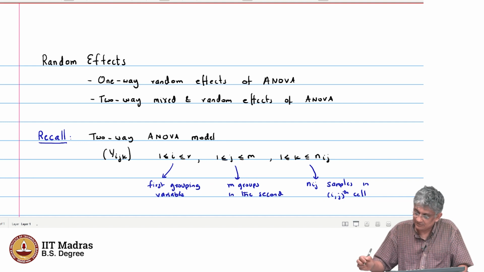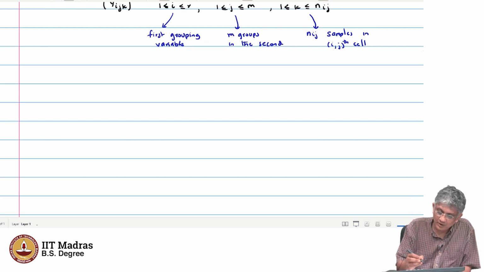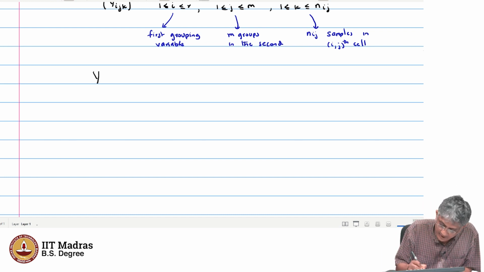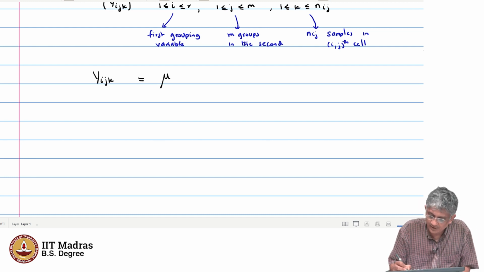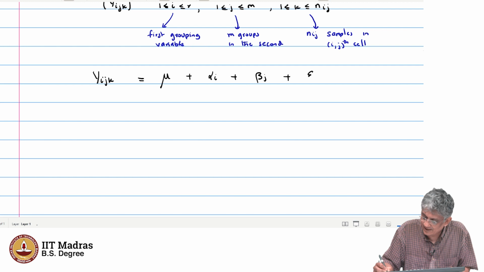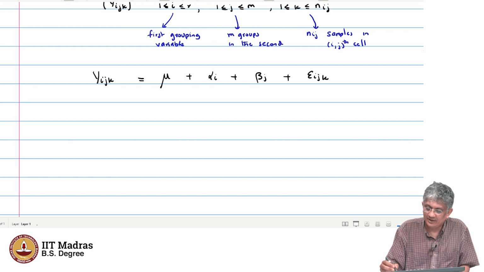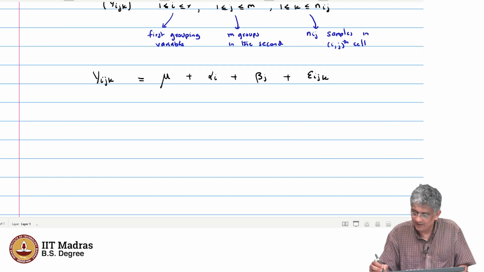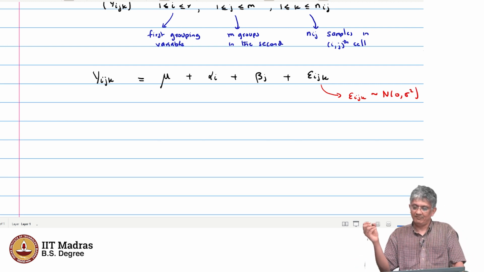Those were the observations we had. And what was our model? Our model was Yijk equal to a fixed overall mean mu, plus an alpha i, plus a beta j, plus an epsilon ijk. The assumptions were the following: each epsilon ijk is normal with mean 0 and variance sigma squared, independent, or at least uncorrelated.